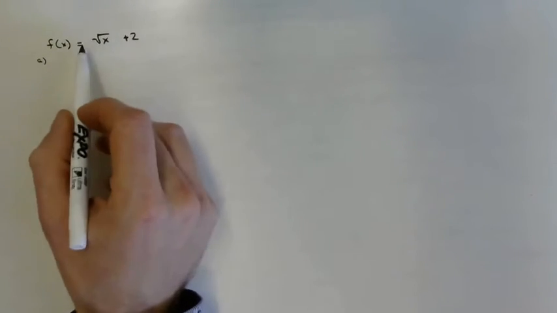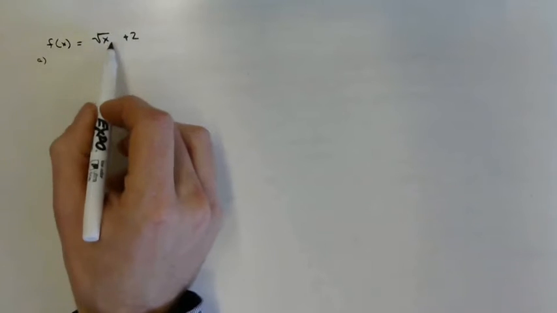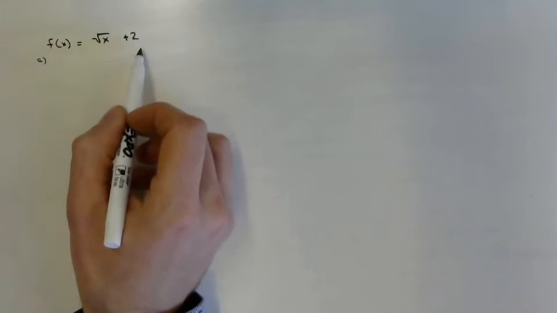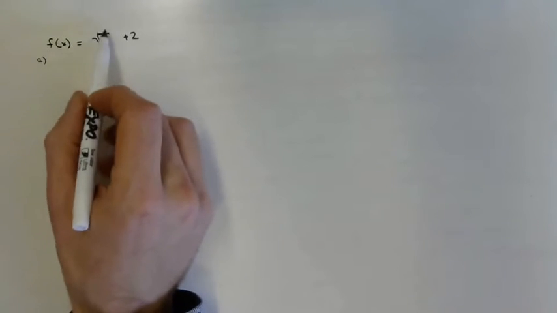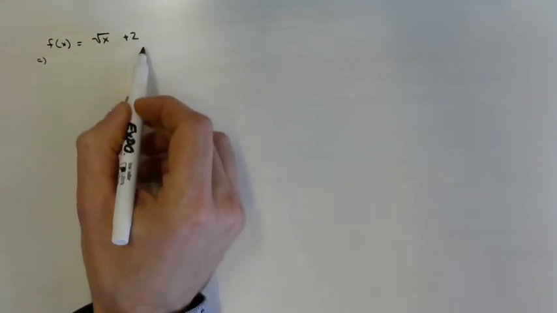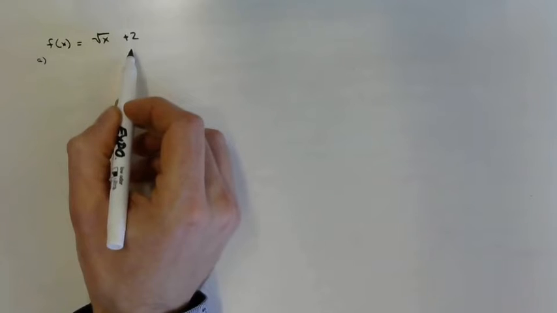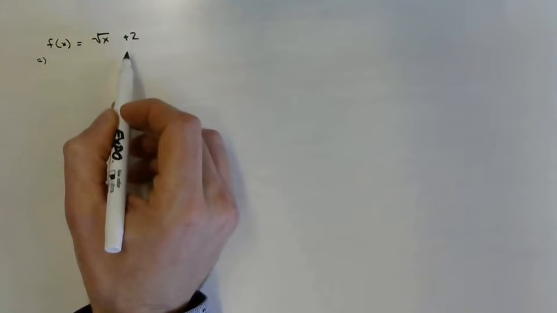So first of all, quick review. What's happening to the function square root of x? Getting square rooted. Okay, so this is the function. What transformation has been applied? Oh, it's going up 2. A vertical translation up 2 units.